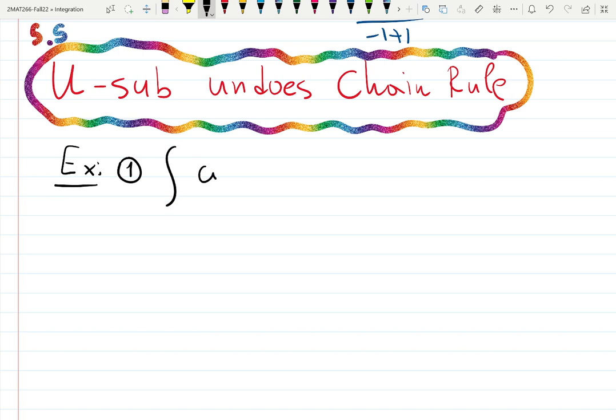How to integrate cosine of x to the 4 plus 2 times 4x cubed dx. Last time I taught you shortcuts. They involve linear functions inside of the cosine or sine. This one is not linear. It's x to the 4 plus 2, and it's multiplied by 4x cubed. So you cannot use shortcut. Let's use the strong tool which we have to integrate this type of functions. Chain rule. Undoing chain rule is use substitution.